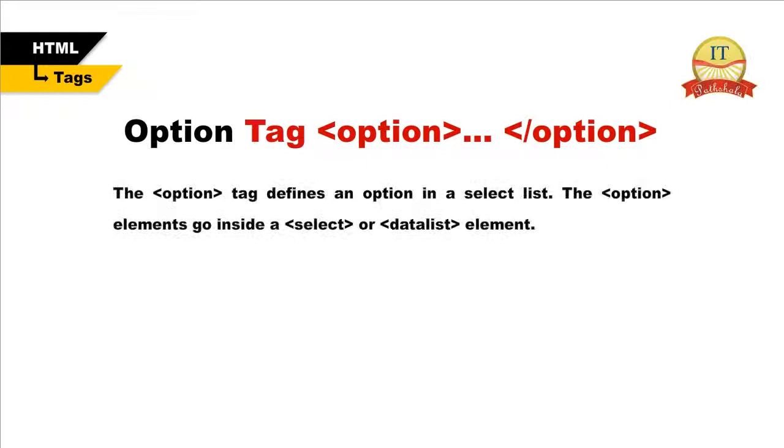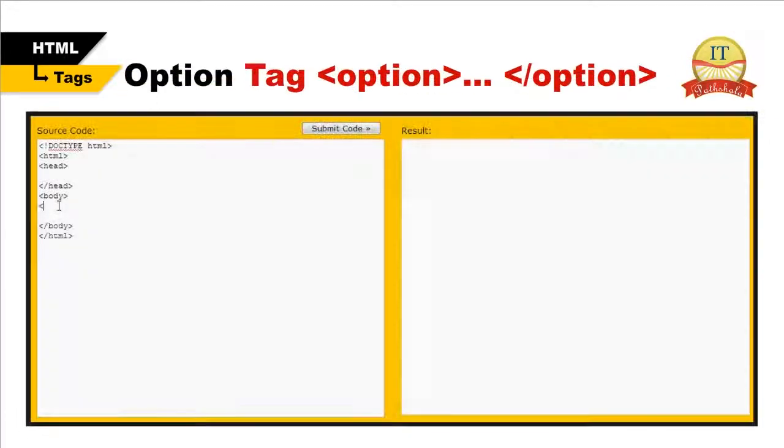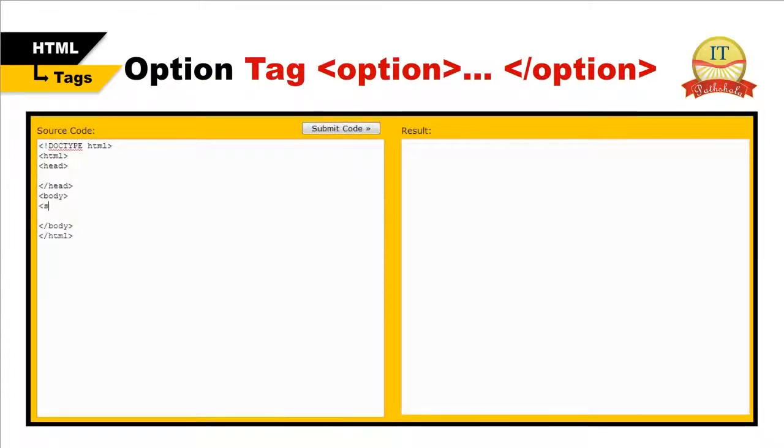Option tag. The option tag defines an option in a select list. The option elements go inside a select or data list element. In the following example, we shall create a selectable list of modern mobile technologies using option tag.